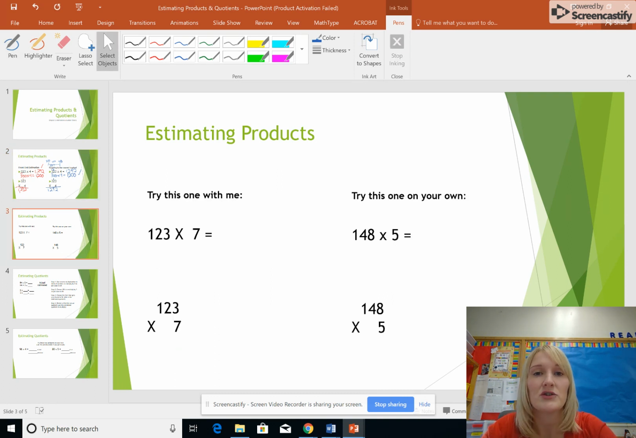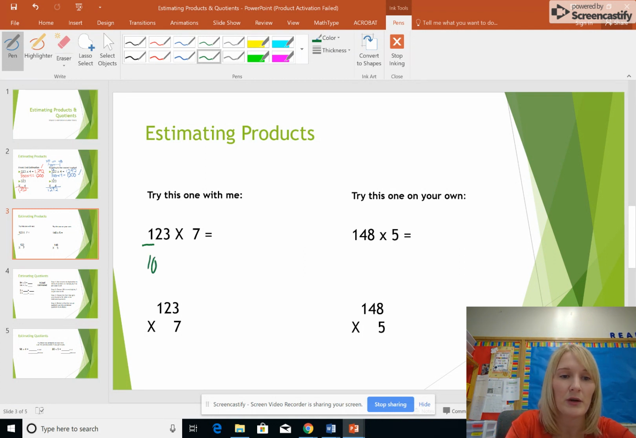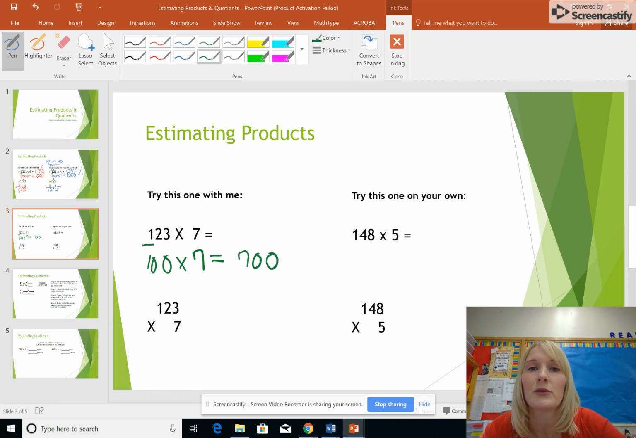Now you are going to try this one with me. This one is in your guided notes. You're going to try 123 times 7. You're going to choose the way that you'd like to estimate. I like to use front-end estimation. So I'm going to underline my hundreds place. I'm going to turn 123 into 100. I'm going to multiply 100 times 7. 7 hundreds is 700. So we're saying 123 times 7 is going to be about 700.